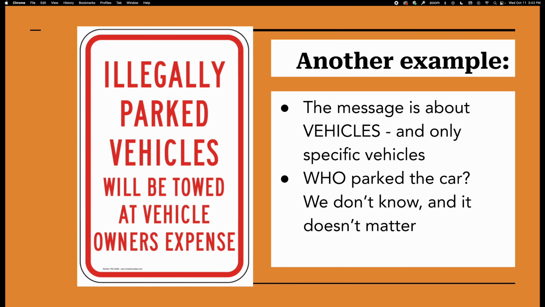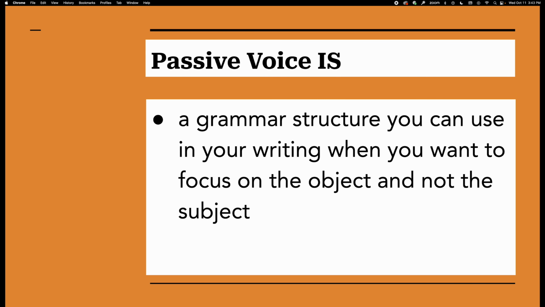Another example. This actually has two passive forms in it. The first one says illegally parked vehicles. Parked. Who parked the car? It doesn't really matter who parked it, so we don't mention who parked it. Then look at the whole group, illegally parked vehicles. What will happen to them? They will be towed. Who will tow them? We don't know. So we don't know who parked the car, we don't know who will tow it, but we're thinking about cars and what could happen to them. So those are real-life examples of using passive voice.